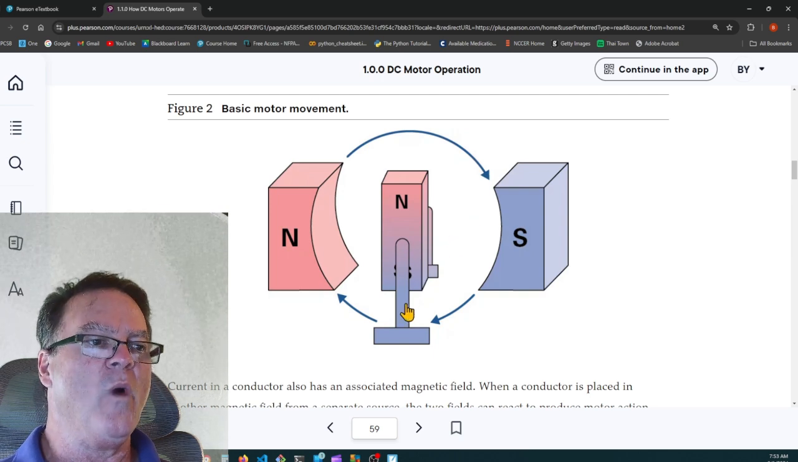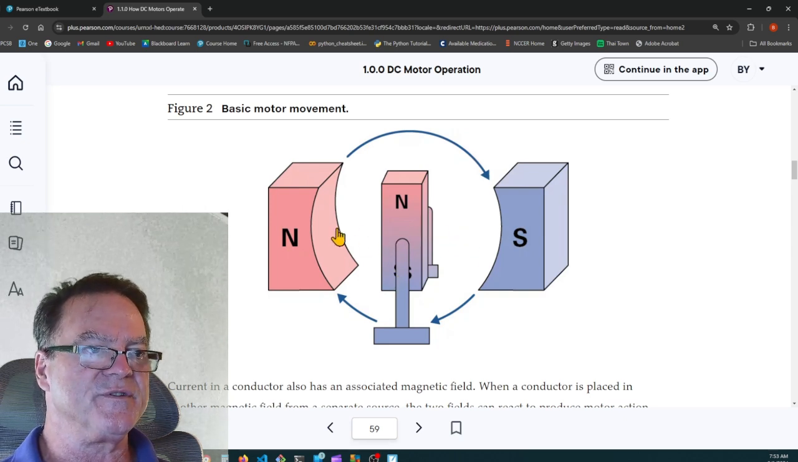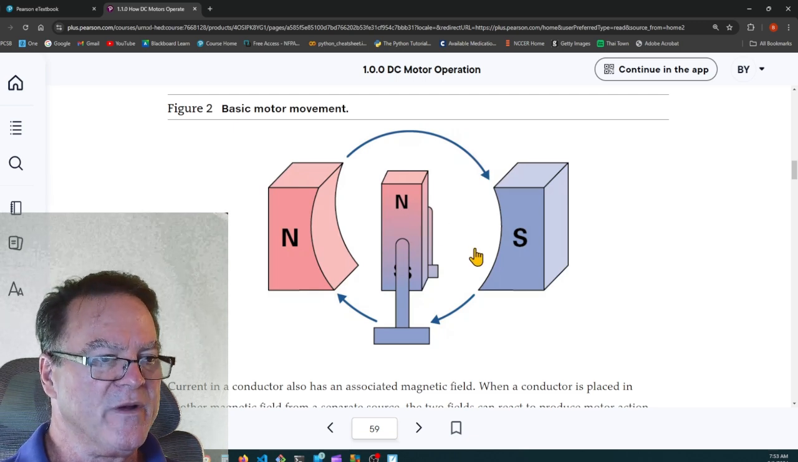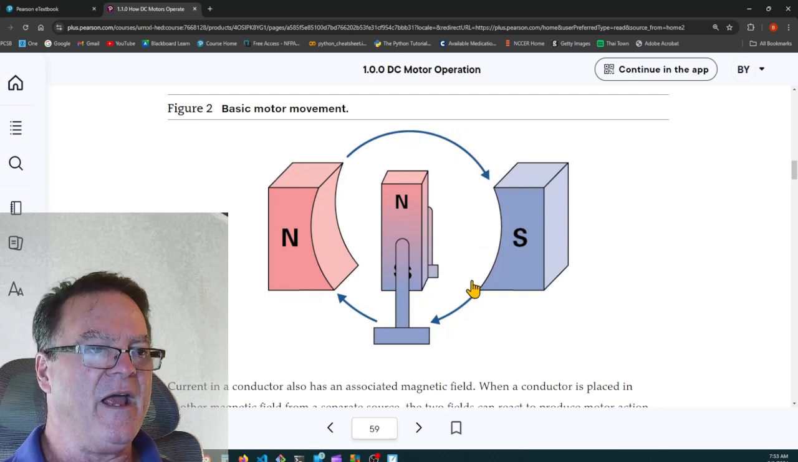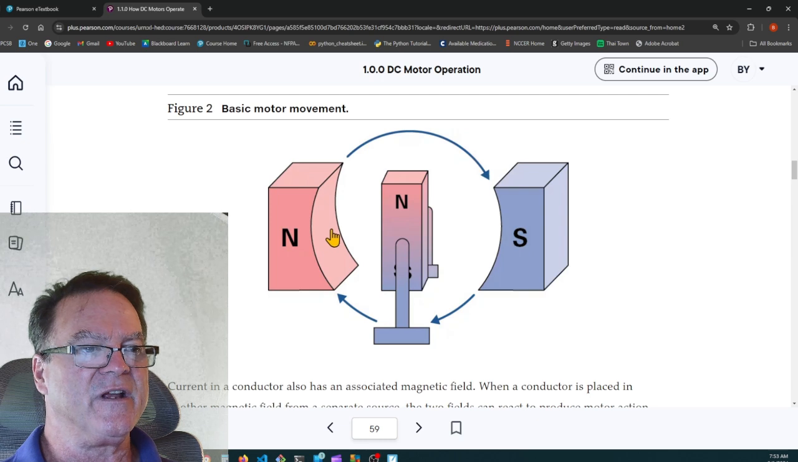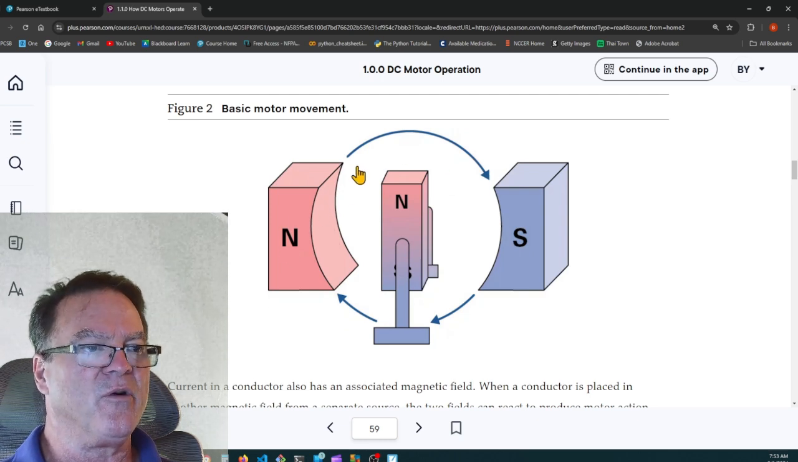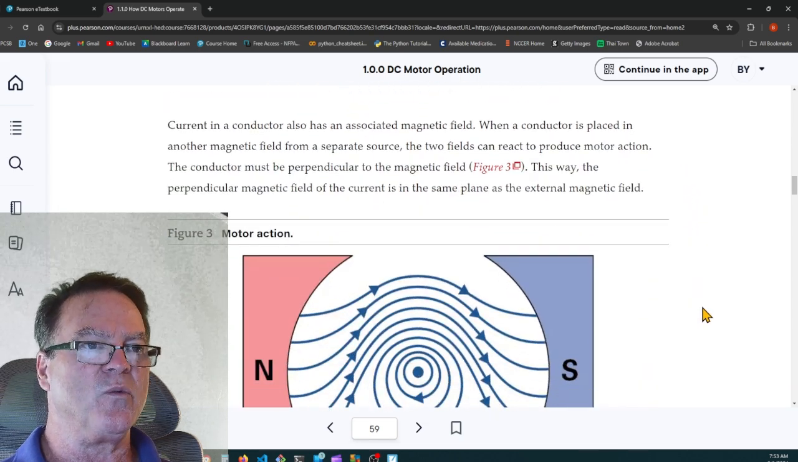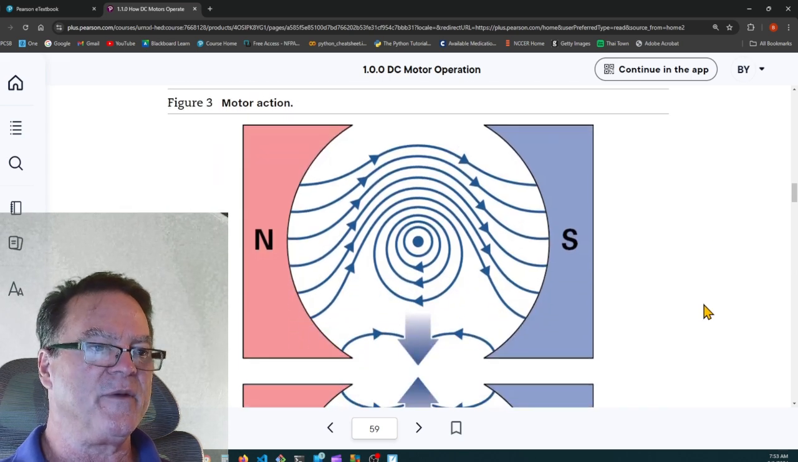So if there's some way of disconnecting this magnetic field and reversing it when it gets to this horizontal position, if we can change that north to a south, it will be repelled by this south pole and attracted to this north pole. And when it gets to here, if we can change it again to a north pole, it will be repelled by this north pole and attracted by this south pole. And that's how a DC motor works. We continuously change the polarity of the armature.